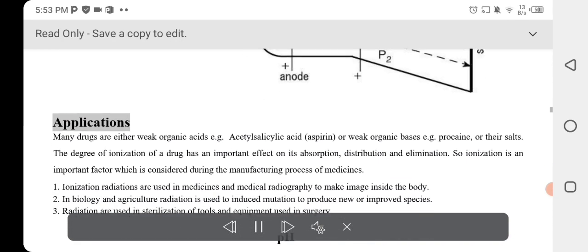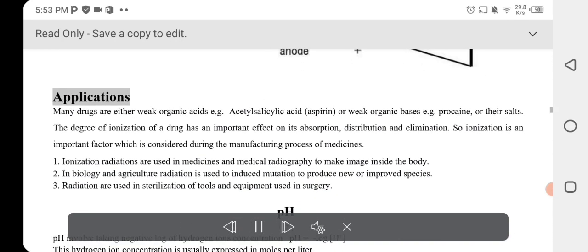Applications. Many drugs are either weak organic acids, e.g. acetylsalicylic acid (aspirin), or weak organic bases, e.g. procaine, or their salts. The degree of ionization of a drug has an important effect on its absorption, distribution, and elimination. So ionization is an important factor which is considered during the manufacturing process of medicines.